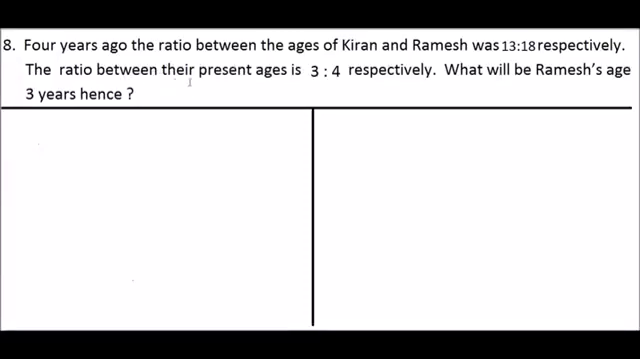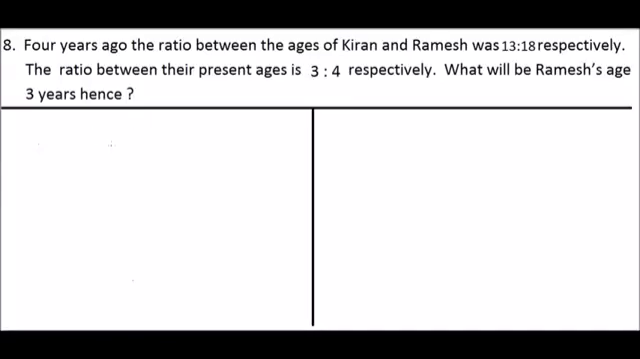Now, the ratio between their present ages is 3 is to 4. What will be Ramesh's age 3 years hence? That is the given one, right? Now, you try this question on your own in both the methods. One is conventional, the other one is shortcut. Just make it quick now.